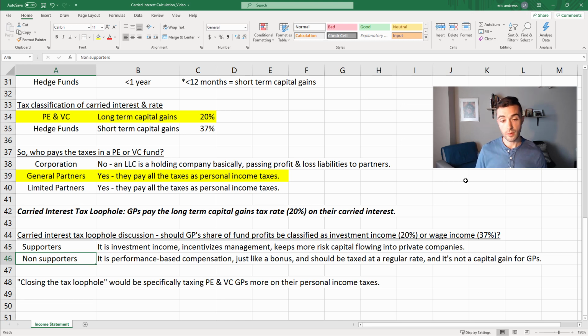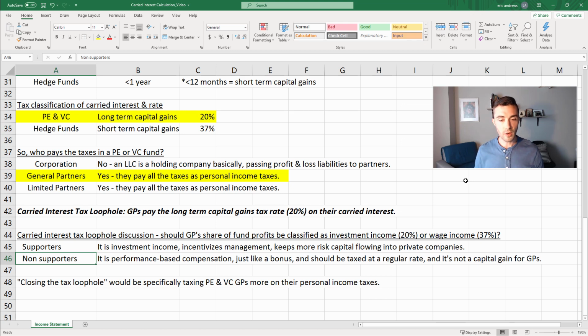And the non-supporters of it say that it's basically just performance-based compensation. So the better the fund does, the more the GPs get paid. And so it's like a bonus. So it should be taxed at a regular income tax rate because it's not a capital gain for the GPs, because it's the first time they're being taxed. So why would they be getting a preferential double taxation tax treatment on money that was never theirs in the first place and is just basically like a performance bonus?